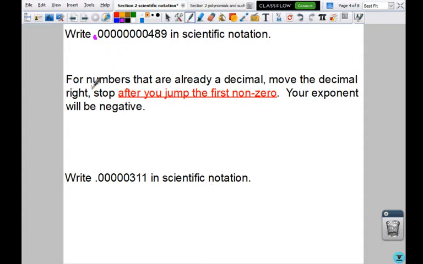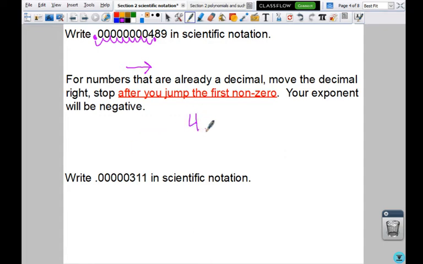So, just like before, I'm going to move my decimal over, but this time, when your decimal is going to the right, I'm going to stop after I jump the first non-zero. So I've got all these zeros in front. I'm going to stop as soon as I jump one that's not a zero. Just like before, I'm going to count the number of times. 1, 2, 3, 4, 5, 6, 7, 8. Oh, that's right, I forgot these are all 9. Just because it happened to work out that way. So I jump this 4. It's not a 0. That's where I'm going to move my decimal.